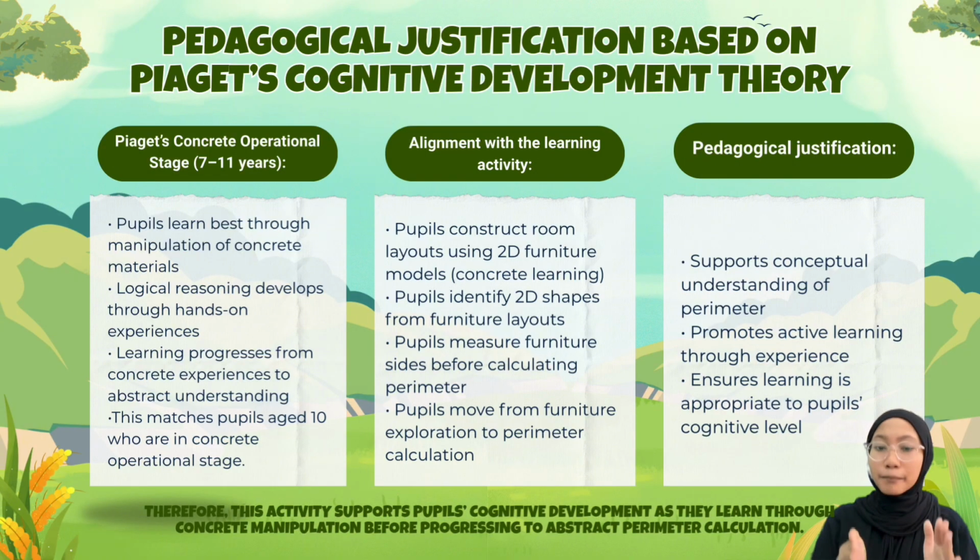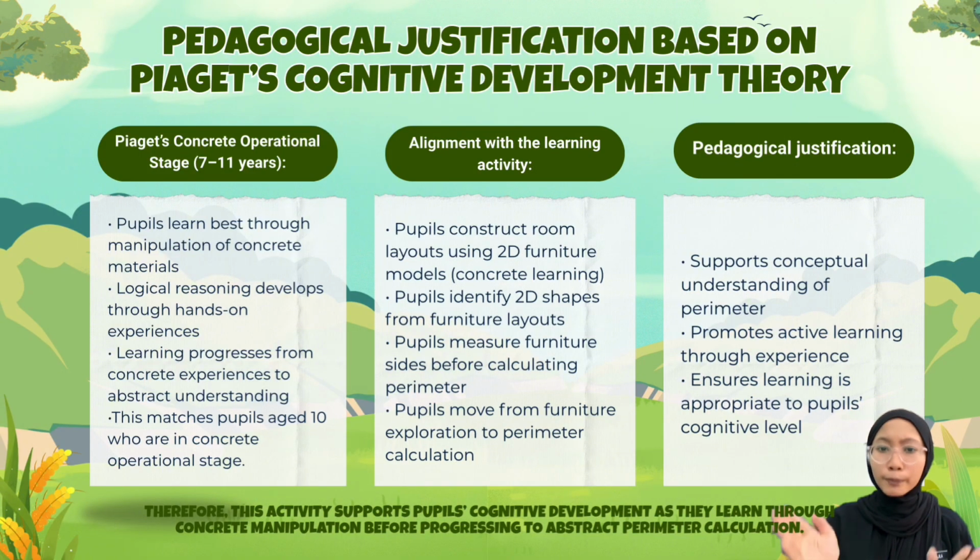This alignment can be clearly seen in our activity. First, pupils construct a room layout using 2D furniture models, which represents concrete learning because they physically manipulate the materials. Next, pupils identify the 2D shapes from the furniture layout, which helps them understand the structure of the shapes. Then, pupils measure the sides before calculating the perimeter, so they understand the boundary concept before using a mathematical procedure.